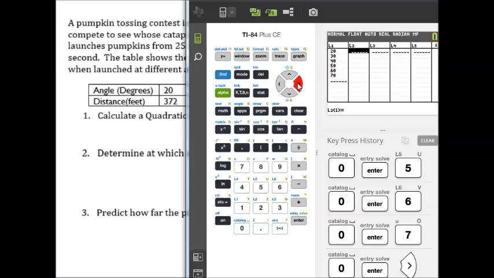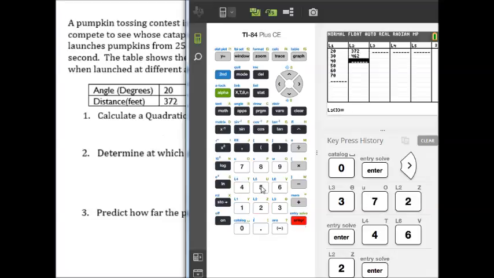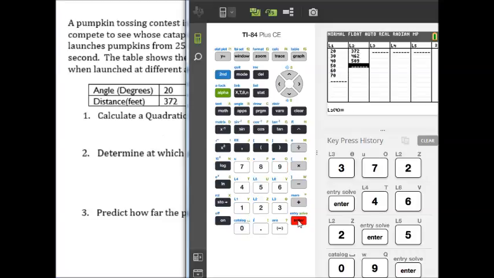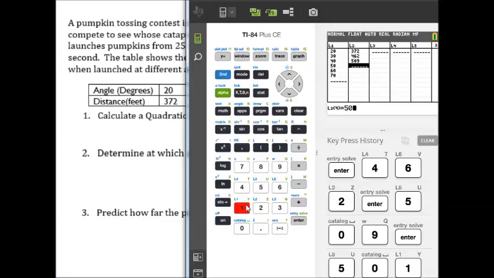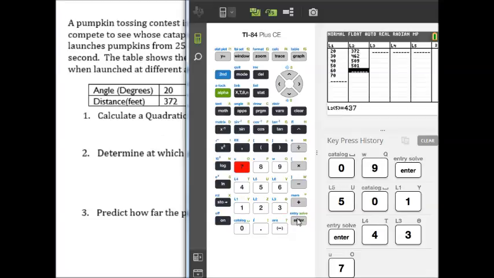And now let's move over to the next column, put in our y values. 372, 462, 509, keep going like that, 501, 437, 323.